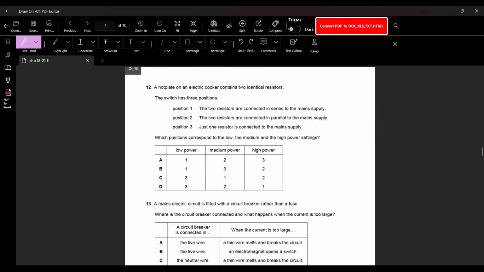Moving on to the next one. A hot plate on an electric cooker contains 2 identical resistors. The switch has 3 positions. 2 resistors are connected in series to the main supply. 2 resistors are connected in parallel to the main supply. Just one resistor is connected to the main supply.